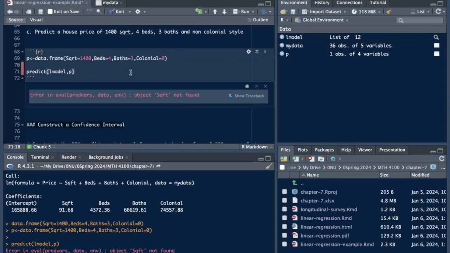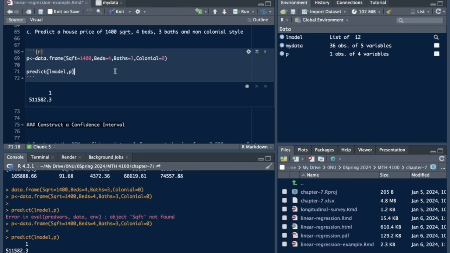Oops, we have a problem. SQRT is wrong. SQFT. Here we go. So what is the price of that house? The price of this house is $511,582.3. So it's kind of $500,000, right? So this is the price.